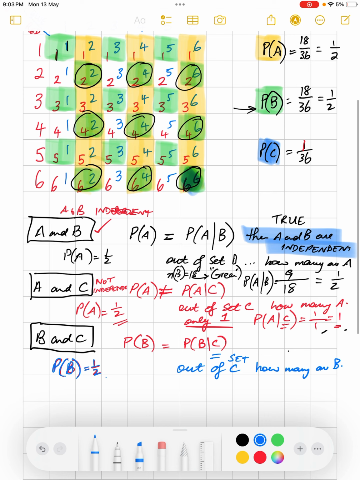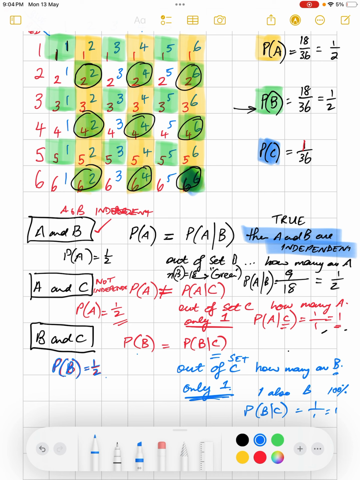So if C did happen, and C can only happen one way, out of that one way, how many of those are B? B is an even score. Well, if the score is 12, what's the chance that the score is even? Yes, it is. There's one way. Yes, it is also in B. That's 100%. That's a 1. 1 out of 1. So the probability of B given C is 1 out of 1.